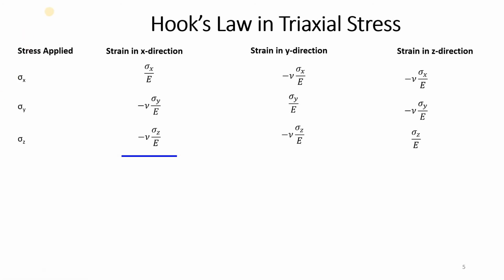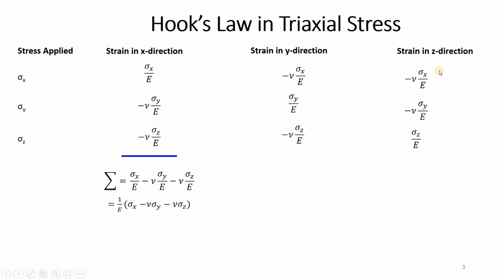So for strain in x direction, if you sum up the strain due to sigma x, sigma y, and sigma z, you get sigma x over E minus nu times these others. And if E is constant for all x, y, and z directions, which is true for an isotropic material having the same properties in all three directions, then 1 over E is a constant, and you get sigma x minus nu times sigma y minus nu times sigma z. This is the expression for the resultant strain in the x direction due to all three stresses, sigma x, sigma y, and sigma z.